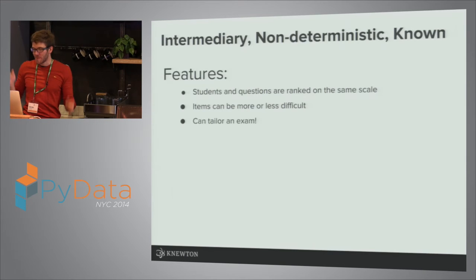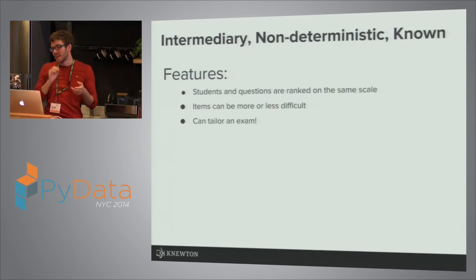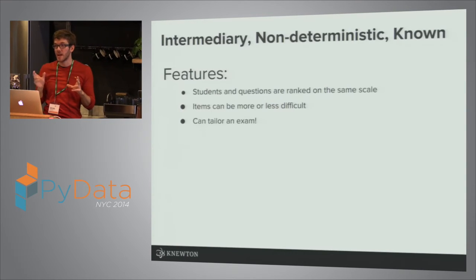So there are features of this particular thing. Students and questions are ranked on the same scale. Items can be more or less difficult, and you can tailor an exam to a particular grade level. These are a bunch of things that this gives you, where if you can rank students and rank questions simultaneously, you can start to target particular difficulty levels of students and whatnot.